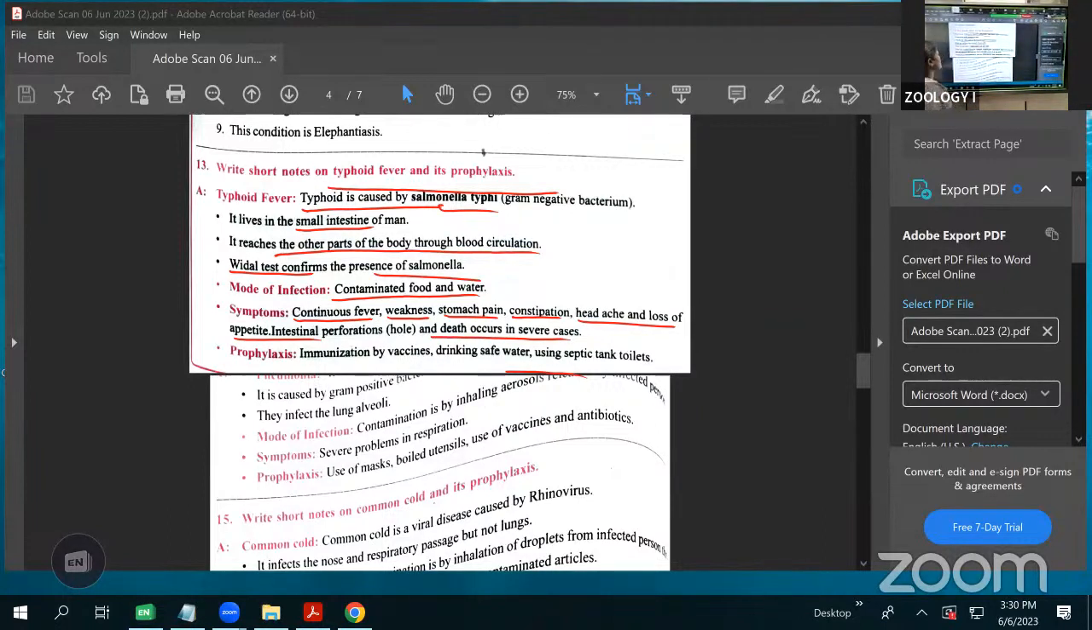Clear? This is about typhoid fever, and it is okay. This is about the prophylaxis. Leave that one. Next.